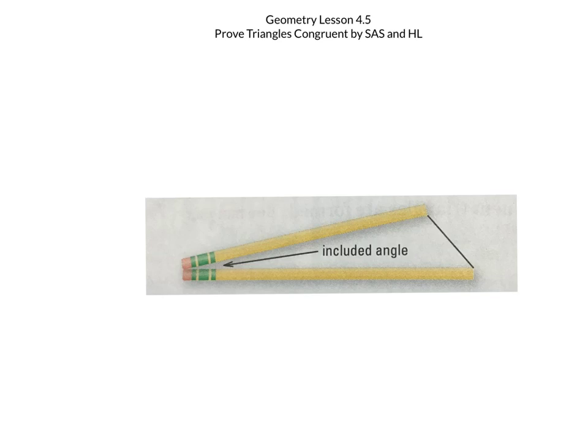Okay, for this lesson, you are going to prove that triangles are congruent by the SAS or HL. SAS stands for side, angle, side. HL stands for hypotenuse, leg. So we're going to go over both of those theorems. Well, one's a postulate.